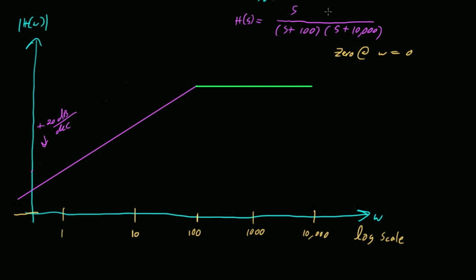And then I'm going to get to 10,000. And then what's going to happen? It's going to decrease by 20 again. And then that's it. That goes off to infinity. So what kind of filter do I have? Got me a bandpass.